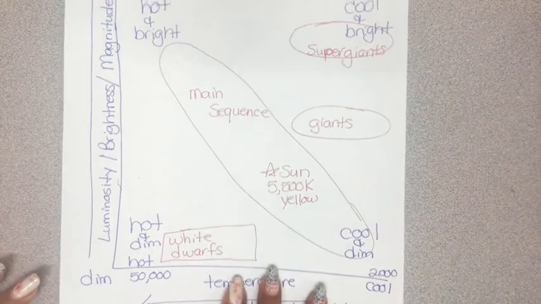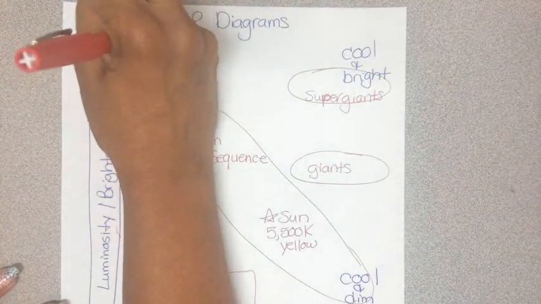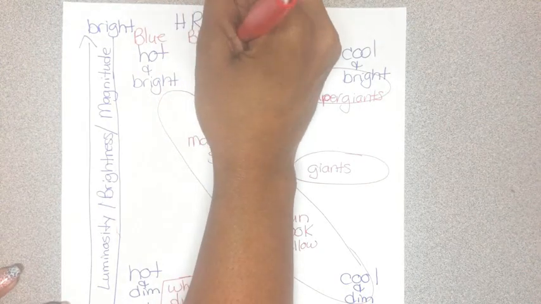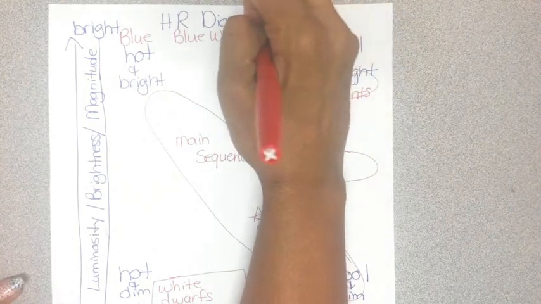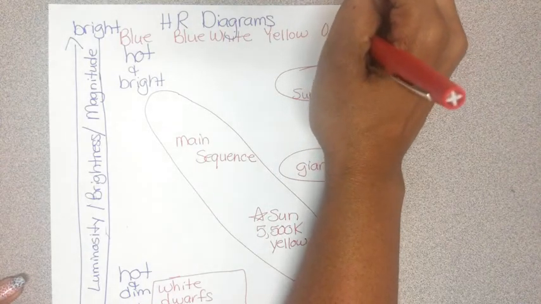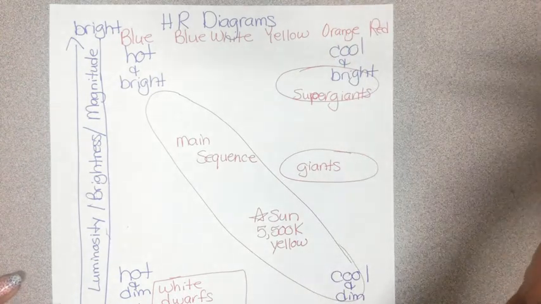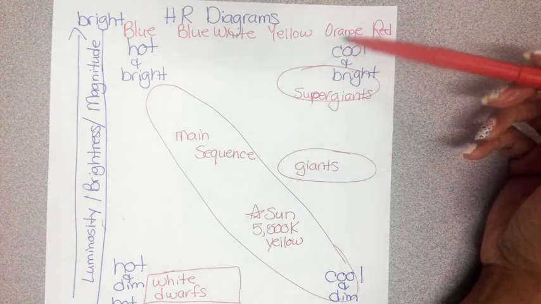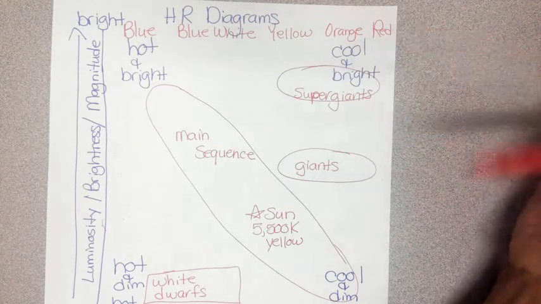You also want to be aware that some HR diagrams will have the colors at the top. So it would be blue, white, yellow, orange, or sometimes you might see red, orange, and red. So the HR diagram can also tell you the color of the star. Okay. Remember that blue stars are hot, red stars are cool.